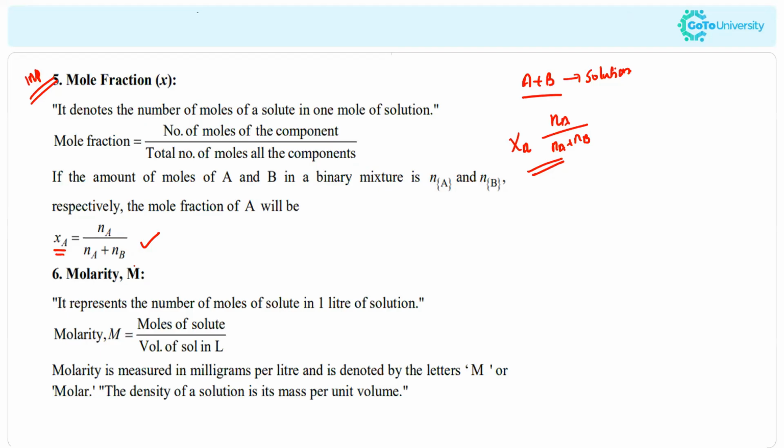That's it. Okay. Now coming to the molarity. Molarity is another important method to express the concentration. Molarity means the number of moles of the solute present in 1 liter of the solution. So here we have to find the number of moles, that is moles of solute divided by volume of the solution in liter. Okay, so usually the unit will be molar. That is also important.